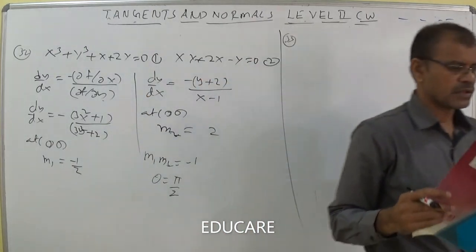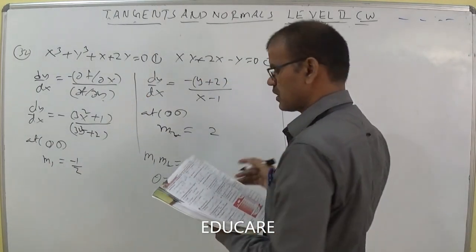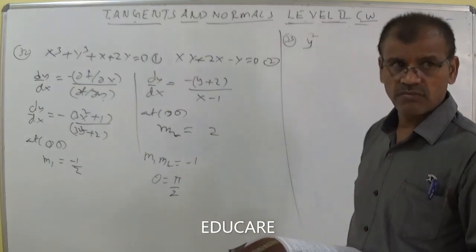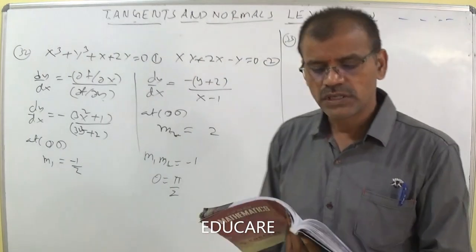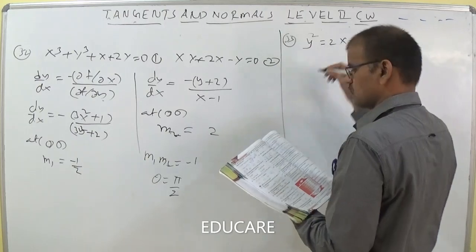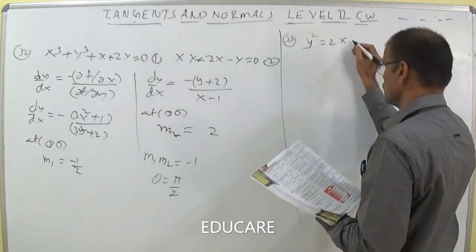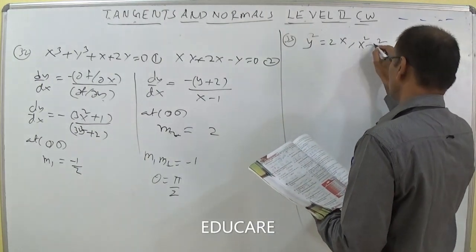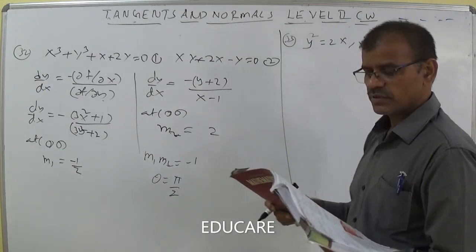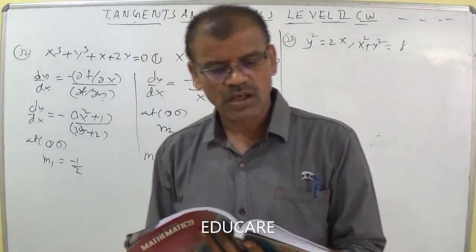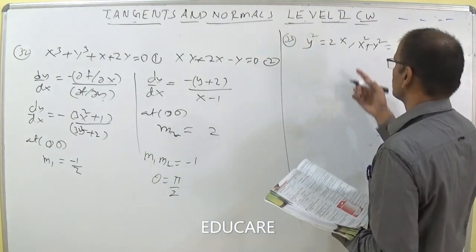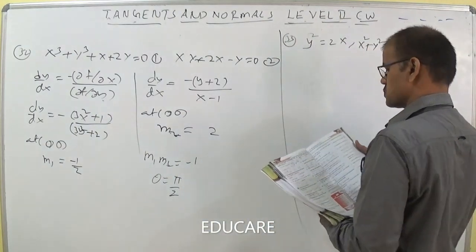Question 33. If alpha is the angle between the two curves, generally we note the angle as tan theta is equal to m1 minus m2 by 1 plus m1 m2. The given curves are y square equal to 2x and x square plus y square equal to 8. The first curve is a parabola, and x square plus y square equal to 8 is a circle.